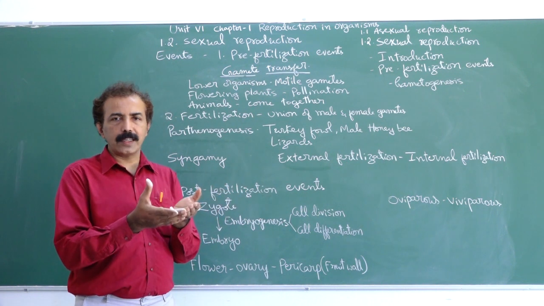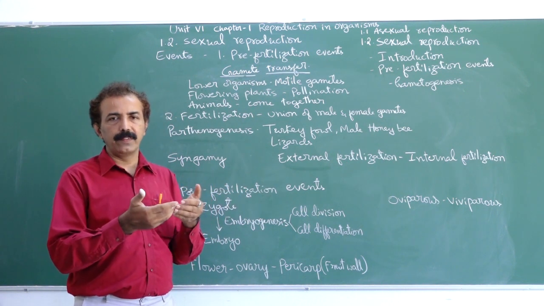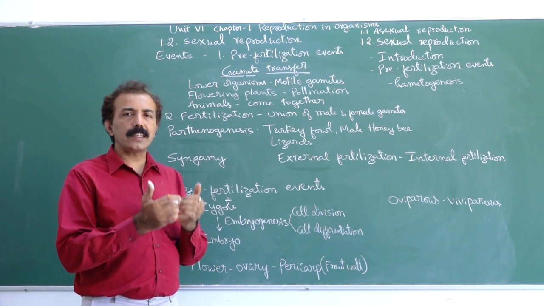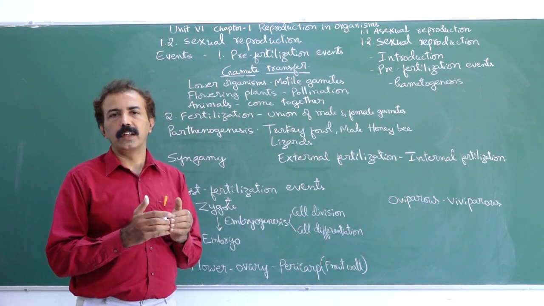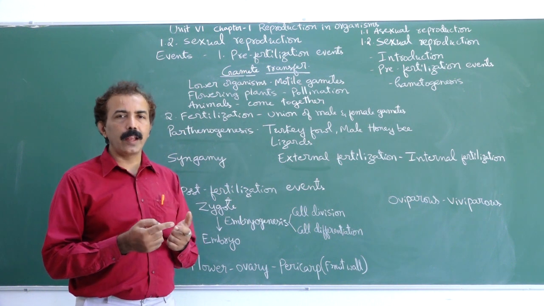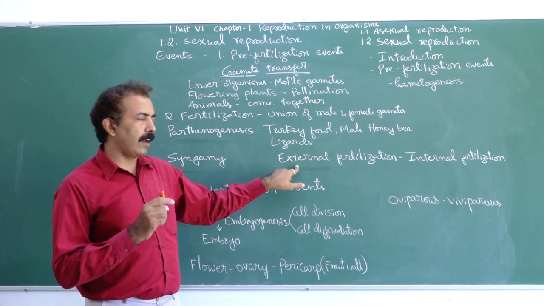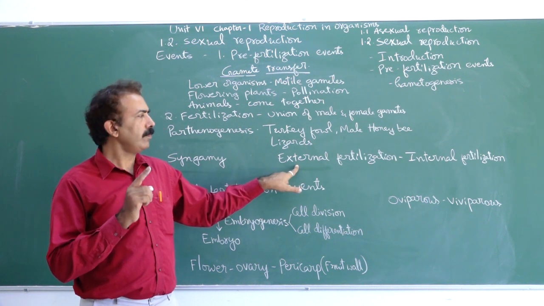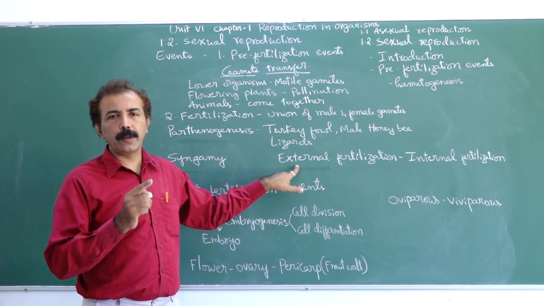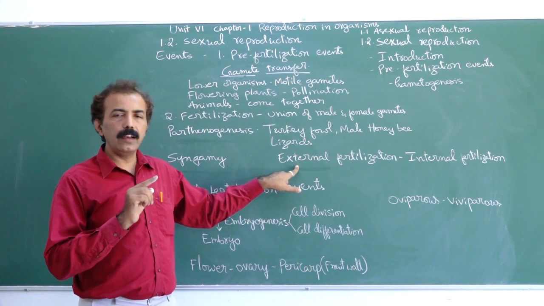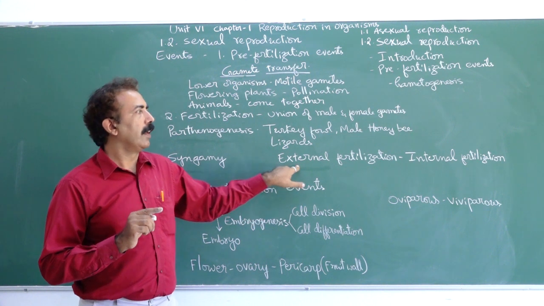Frogs of the opposite sex, they meet each other, they enter into water body and they release their sex cells into water. The male and female gametes unite in the medium of water. We call this external fertilization. If the union of male and female gametes takes place in the medium of water, we call it external fertilization.